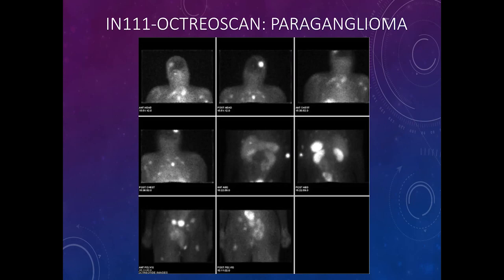So paragangliomas may not pick up MIBG, and they may pick up OCTREOSCAN. So keep in mind, those two radiotracers can be used for imaging of pheochromocytomas, paragangliomas, and neuroblastoma type tumors.